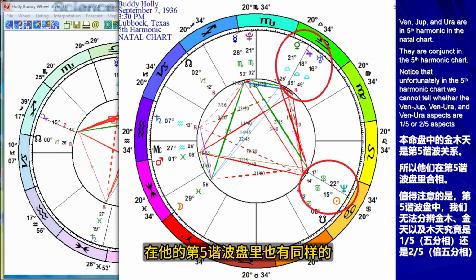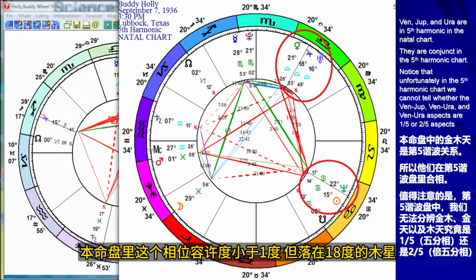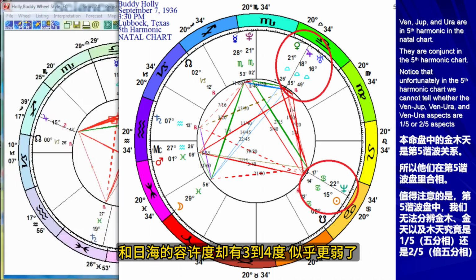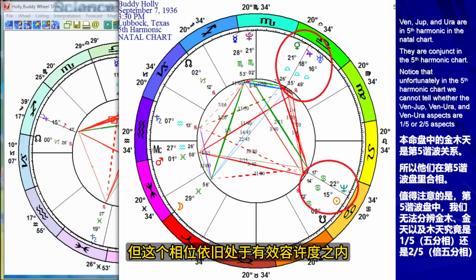Here's the Sun-Neptune square Jupiter in the natal chart. He still has Sun-Neptune square Jupiter in the 5th harmonic. We're now in the 5th harmonic chart. But the orbs are 5 times bigger. Instead of it all being less than a degree orb, this Jupiter at 18 degrees is now 3 and 4 degree orbs to Sun-Neptune. It's gotten weaker, still within the 4 degree orb that we allow. I'll go over those orbs again in a moment. But there's a certain orb that we allow. It's within the orb. So those squares are reinforcing this pattern.